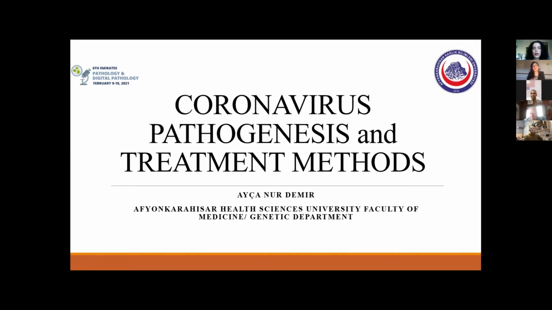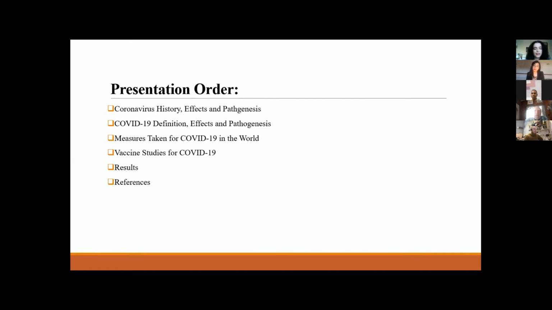Today, I will tell you about coronavirus pathogenesis and treatment methods. During the presentation, I will first talk about the history of the coronavirus, briefly its molecular structure and pathogenesis. Next, I will touch on the COVID-19 disease, coronavirus replication and toxicity, its symptoms, and the laboratory techniques used. Then, I will talk about the current COVID-19 data, the measures taken in the world, and the latest vaccination studies. I will give information about a few important vaccines.